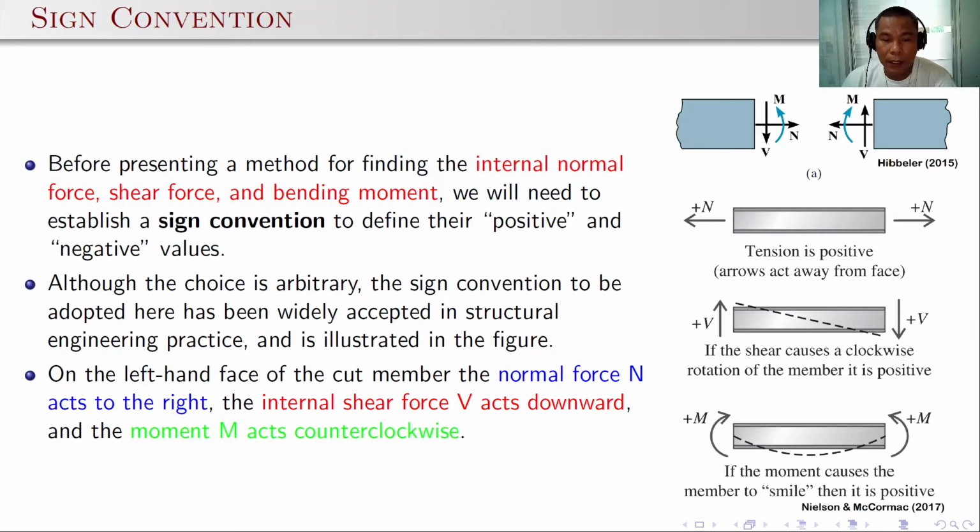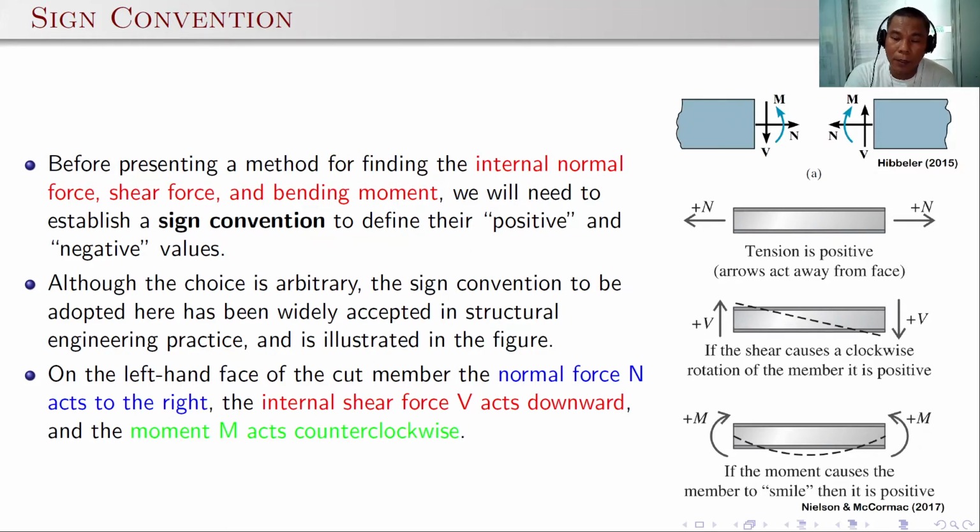Also, for the shear force V, if the shear causes a clockwise rotation of the member, then it is positive. Remember, clockwise. On the left-hand side of this particular diagram, the third figure, V is going up, and on the right side we have V, which is down. This will cause a clockwise rotation of the member, so this is positive. Look at figure A. This is the left portion of the segment, and this is the right portion. If we cut here, the shear will be down, and if we cut here, the shear will be up, just like this one.